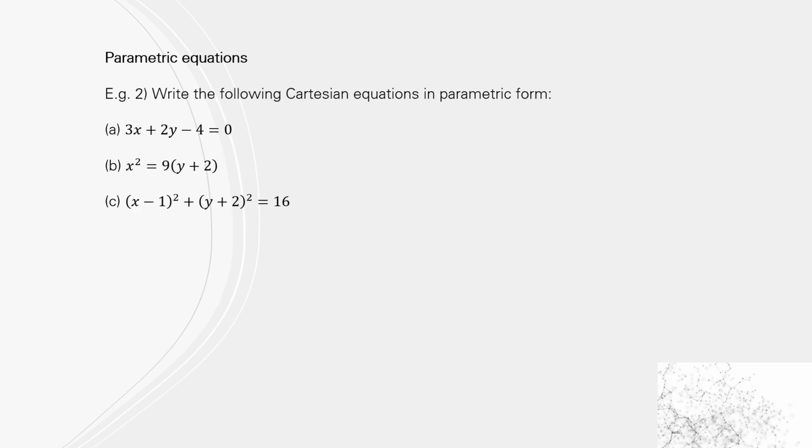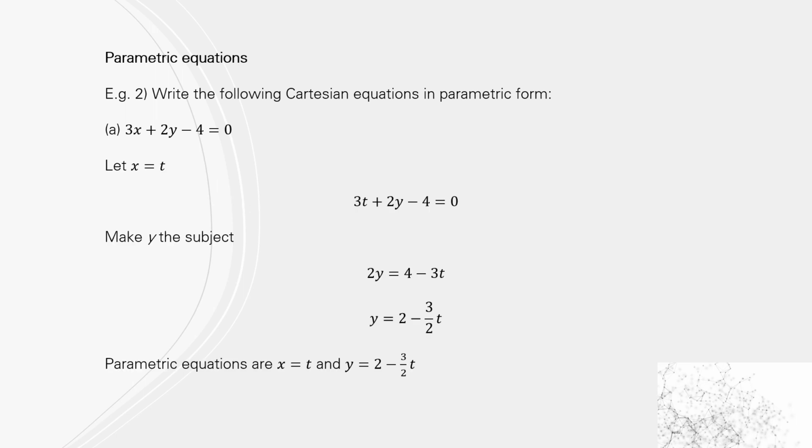So for the second lot of examples, we're going to do the reverse. We're going to write the following Cartesian equations in parametric form. Now this can be done in multiple ways, and you'll see multiple answers in the textbook. We're going to just do the simple one, which is for the first two, we're just going to replace x with t and then make y the subject.